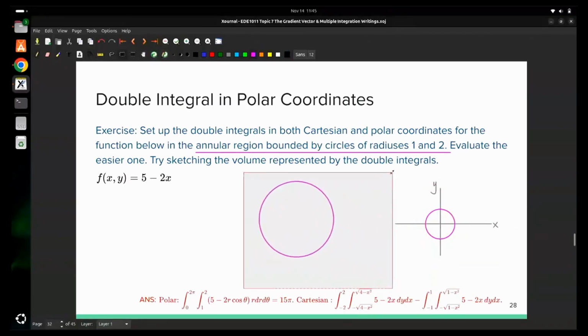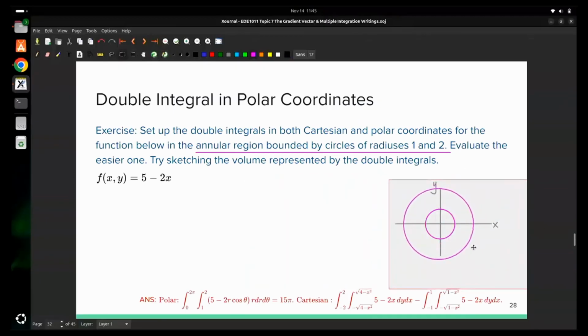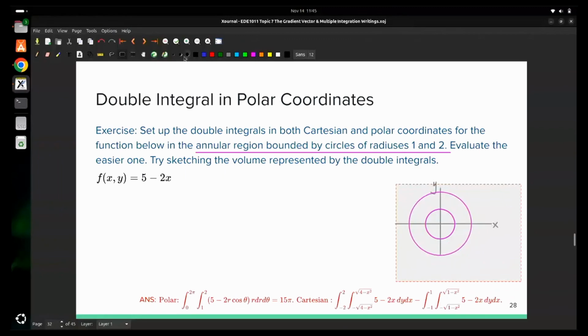Let me draw it a little bit more accurately. This one's still too big. Something like that. So this has to be 1 and this has to be 2. That's it: an annular region bounded by circles of radiuses 1 and 2 respectively. This is region R. Any objections? No objections, good. So now evaluate the double integrals in Cartesian.